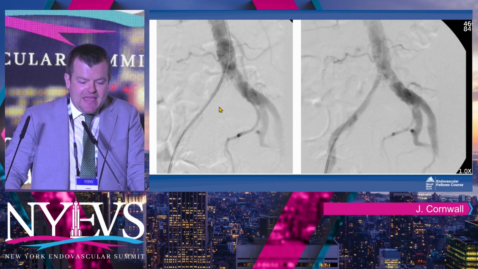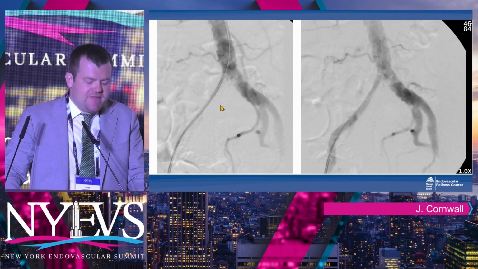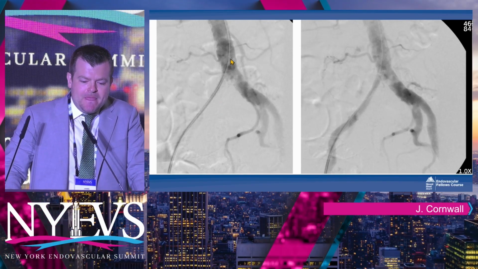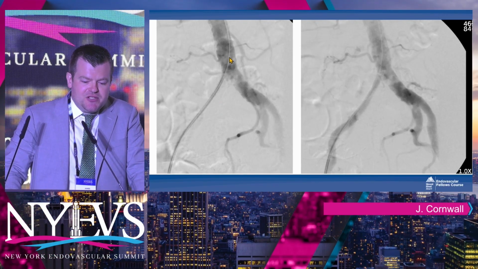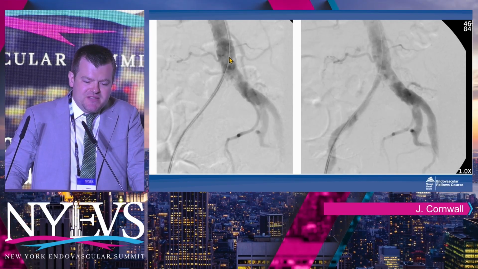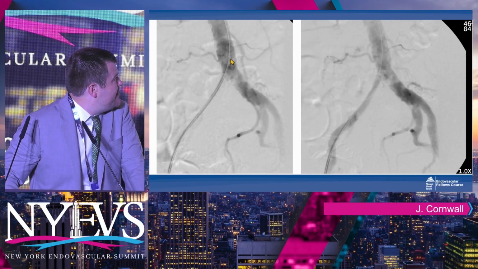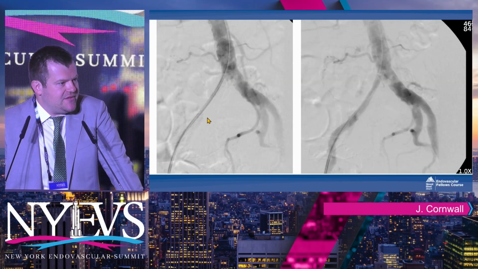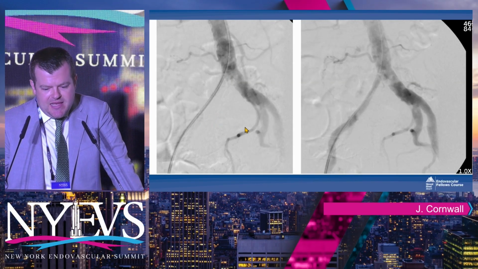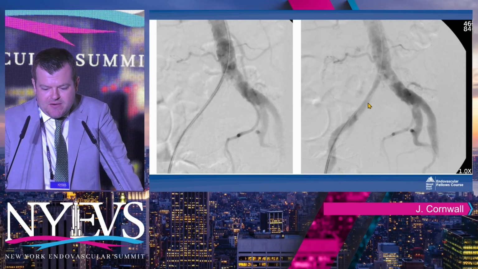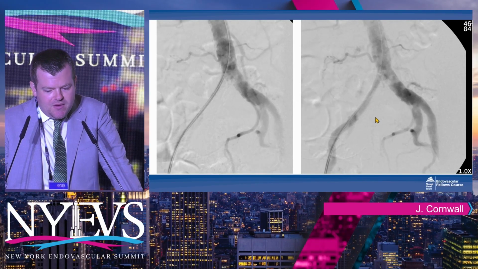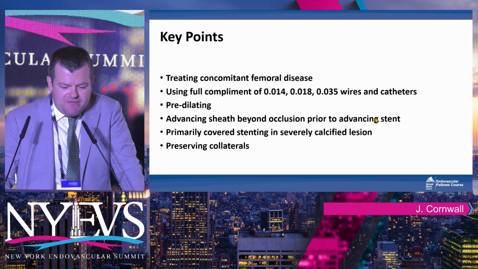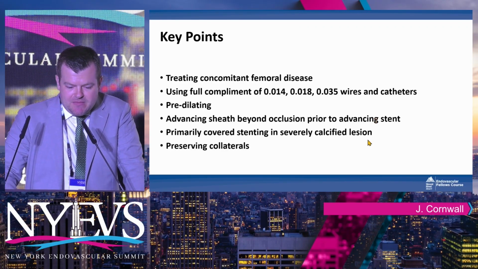If we were in the calcium, this would have been a really good case for IVL, as Dr. Murphy was mentioning before. And we advanced our sheath past the lesion. So you can see here's the radio-opaque tip of our sheath. And then we loaded in our VBX, our balloon expandable covered stent. And this is our completion image. Ultimately, he healed his above knee amputation and was able to go off to rehab.